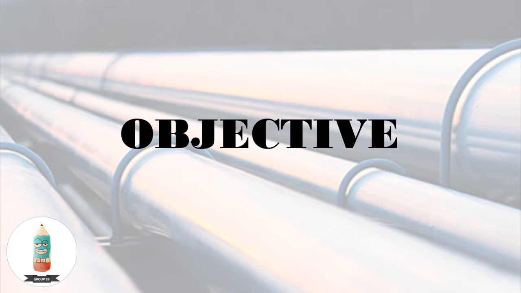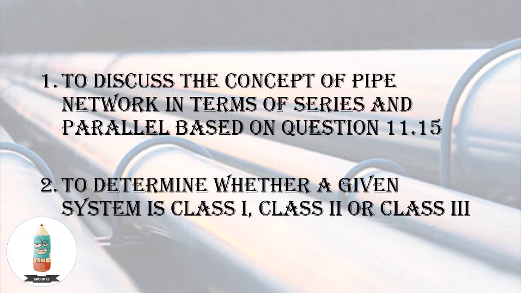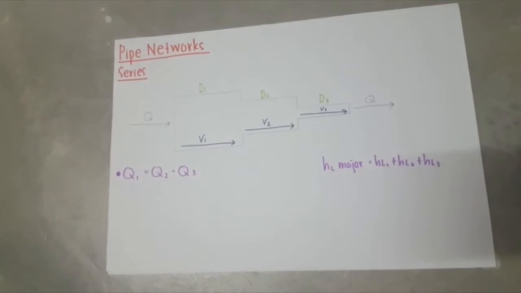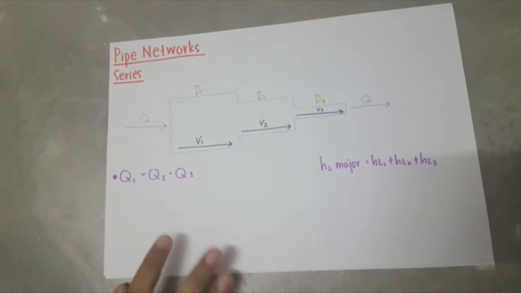The objective of this video is to discuss the concept of pipe networks in terms of series and parallel, based on question 11.15 from the textbook. Next is to determine whether the given system in the question is class 1, class 2 or class 3. First, let's look at the first mechanism, which is the series pipe network.